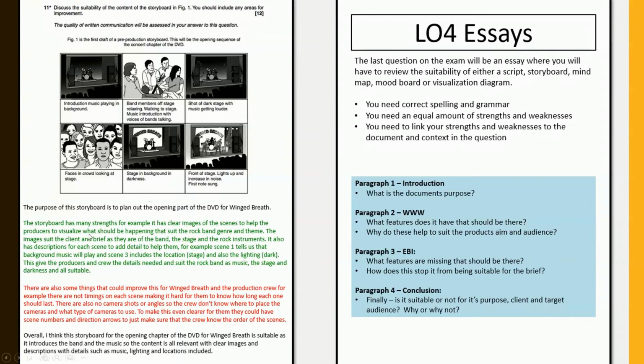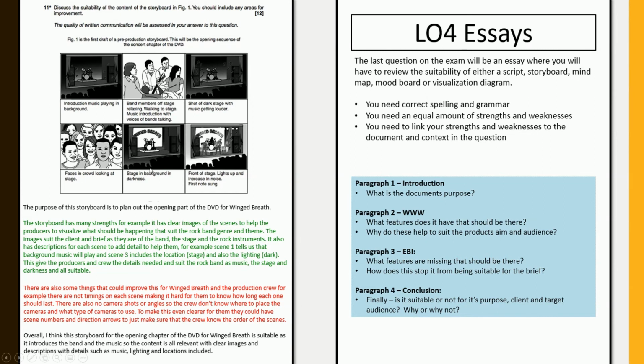Now, in terms of the bits in green here, the bits in green are the things that went well, okay, things that have gone well with the storyboard, the good things about the storyboard, and they've obviously based it back to the client brief or the requirements. The things in red are the drawbacks or the negatives of that storyboard here, things that haven't been included that should be included. And again, this last bit here is the conclusion. Is it suitable for its purpose, the client and the target audience, why or why not?